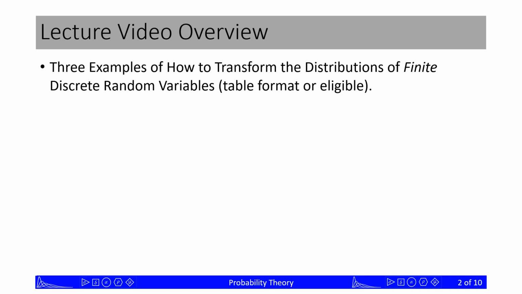We begin with an overview of the lecture. So in this video, we're going to do 3 examples of how to transform the distributions of finite, discrete, random variables. We're going to use the same techniques we used in video A, and the random variables are going to be provided in table format. However, you may not always encounter finite, discrete, random variables in table format. Often, we're given a list of the values for the discrete random variable and their corresponding probabilities. The key is if there's a finite number of values for the discrete random variable, then you can put these distributions into table format and use the same techniques we're using here.